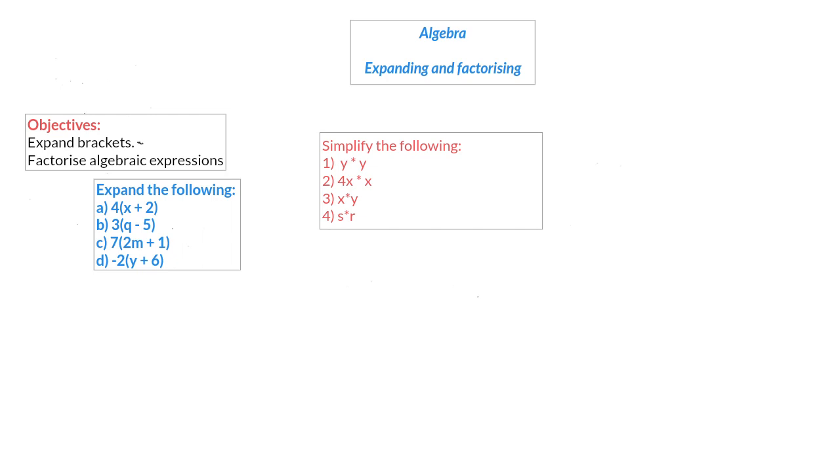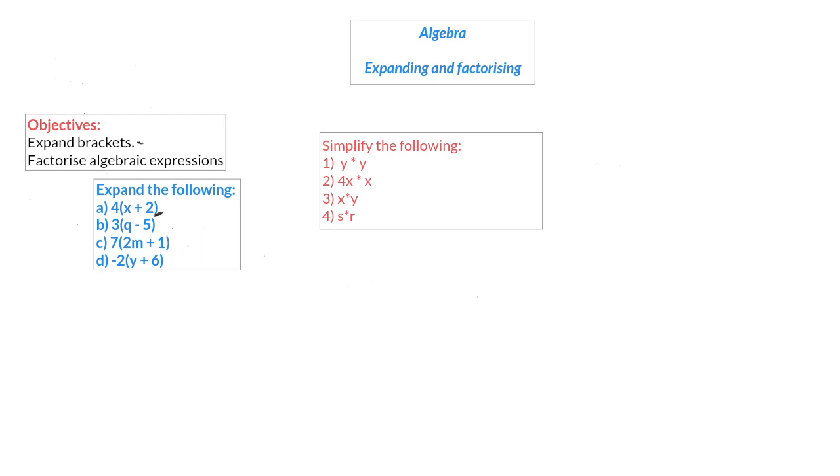Now we're saying if you want to expand any bracket like this, what you have to do is multiply each of these terms. That is, you will multiply x and you will multiply 2 by the term outside the brackets, which is this 4. Now, how do you do that? Let's look at that together.